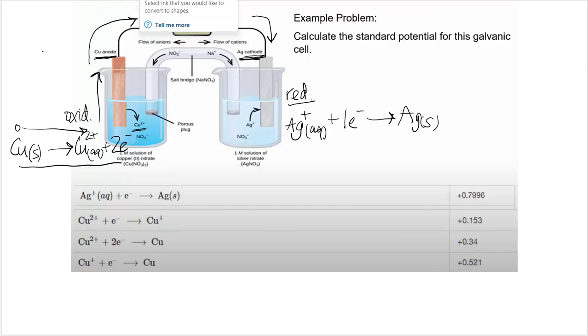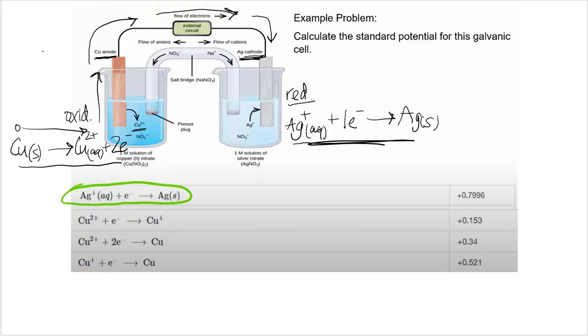Now, if you look at that standard table, I got these values just from clipping it from the table, but you could look at these values on the table and get these exact same numbers. So here I go. I've got right here my reduction. I've got my silver, and notice it looks exactly the same as what I just wrote: Ag plus aqueous plus 1 electron to give me Ag solid. So here's my value, 0.7996 volts.